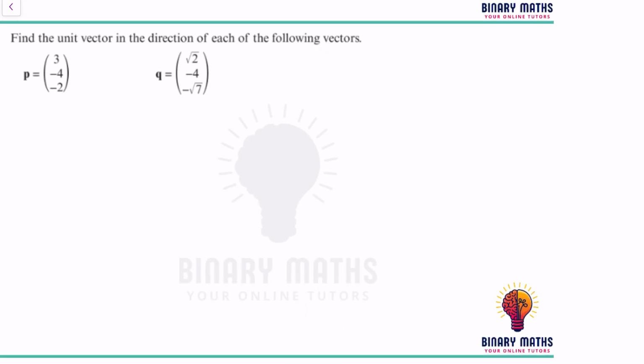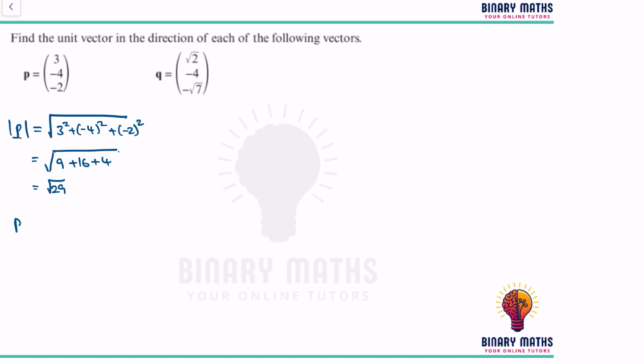Find the unit vector in the direction of each of the following vectors. If I want to find the unit vector, I first need to work out the magnitude of p, which is equal to the square root of 3 squared plus minus 4 squared plus minus 2 squared, which is equal to the square root of 9 plus 16 plus 4, which is equal to the square root of 29.